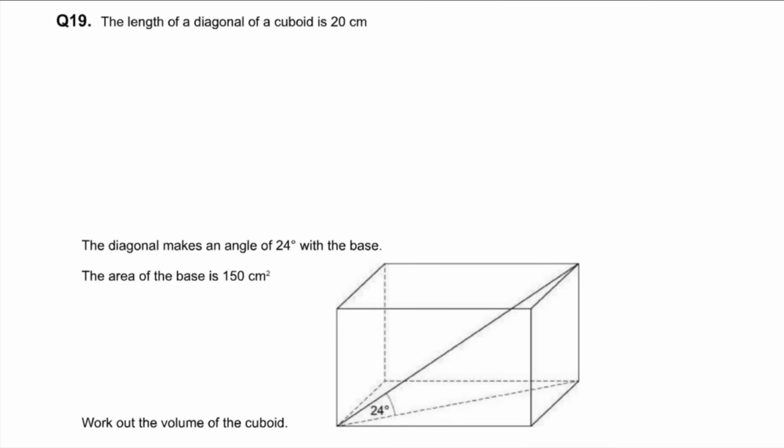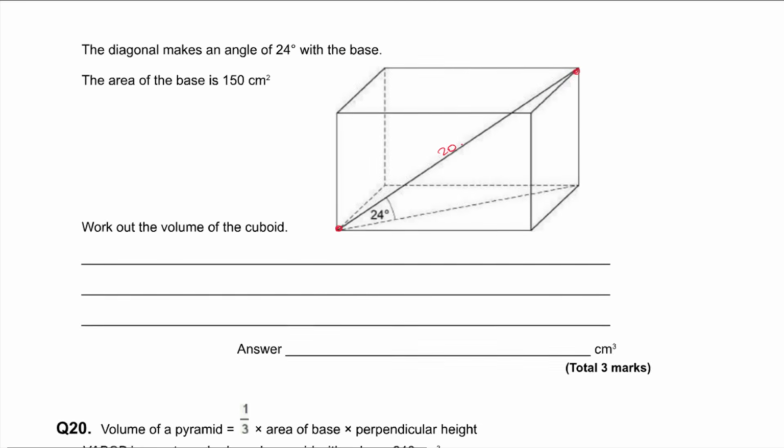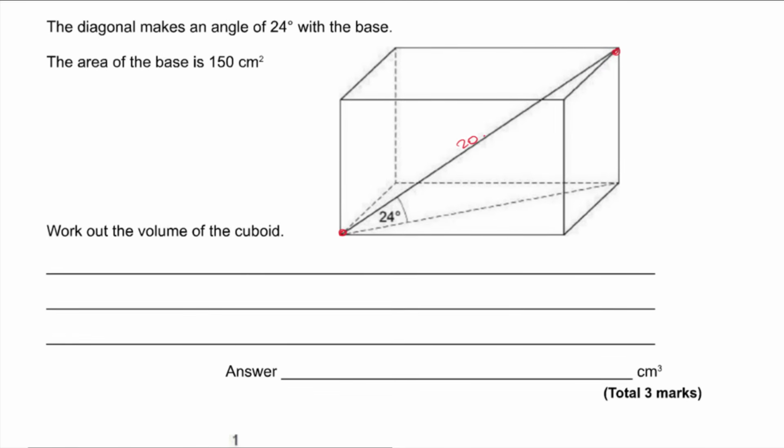Question 19, the length of the diagonal of the cuboid is 20 centimeters. Now here's an example again where there's information in the question that's not on the diagram. So always read it through and add it to the diagram as you go along. The length of the diagonal, that's the long line going from one corner to the opposite corner. So that is 20 along there.